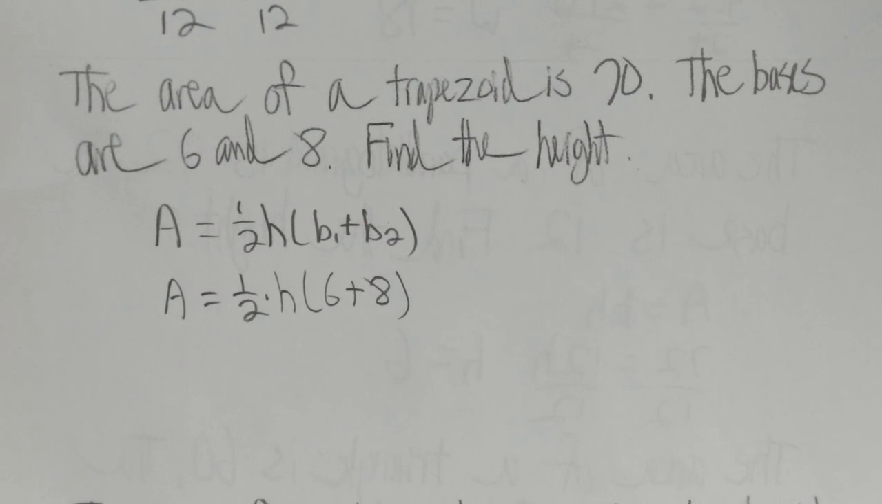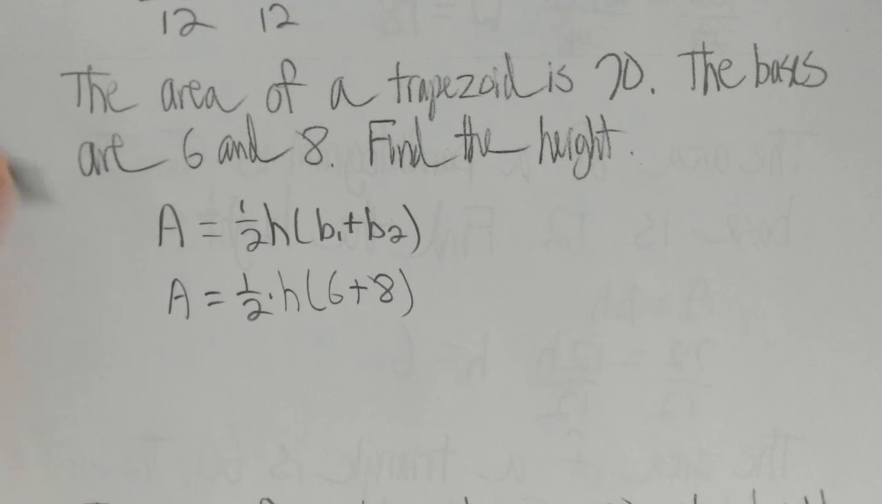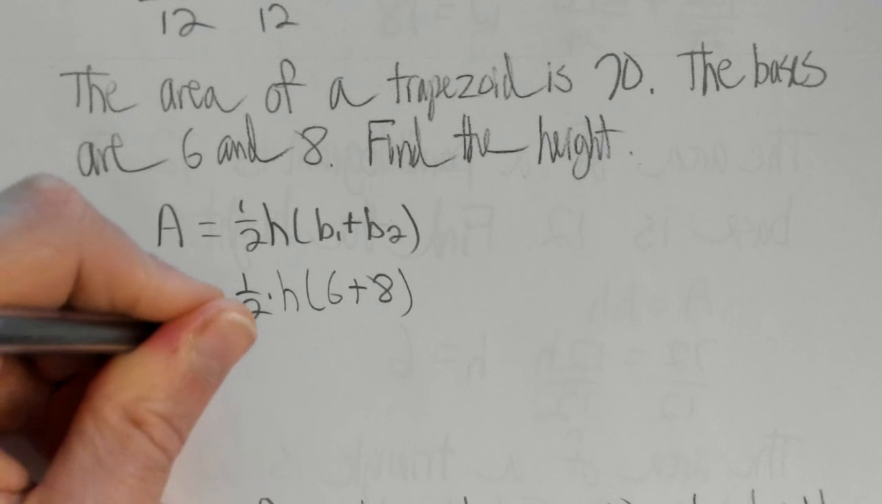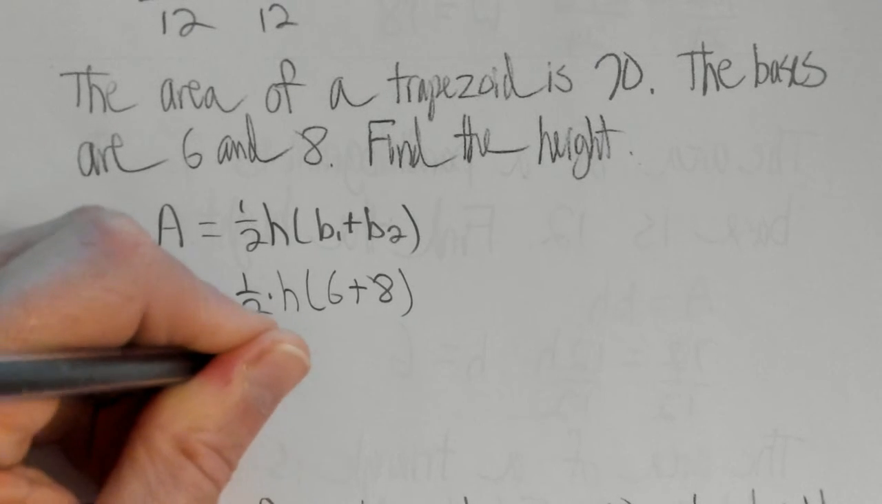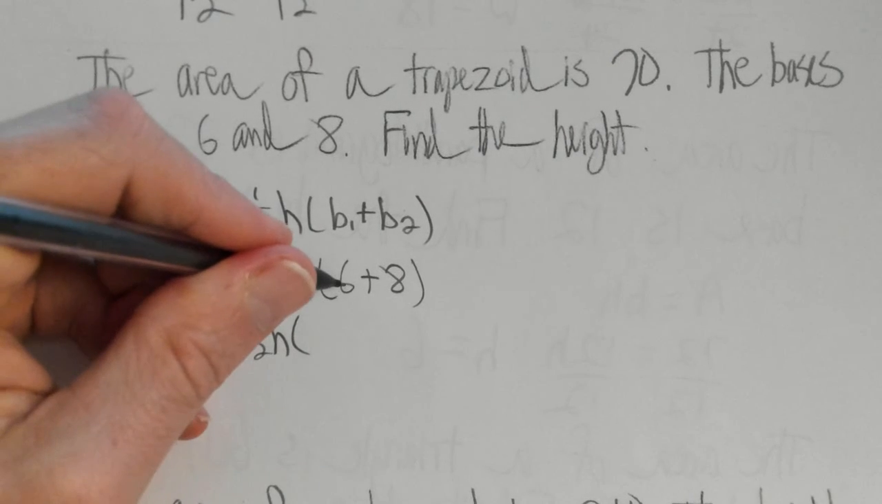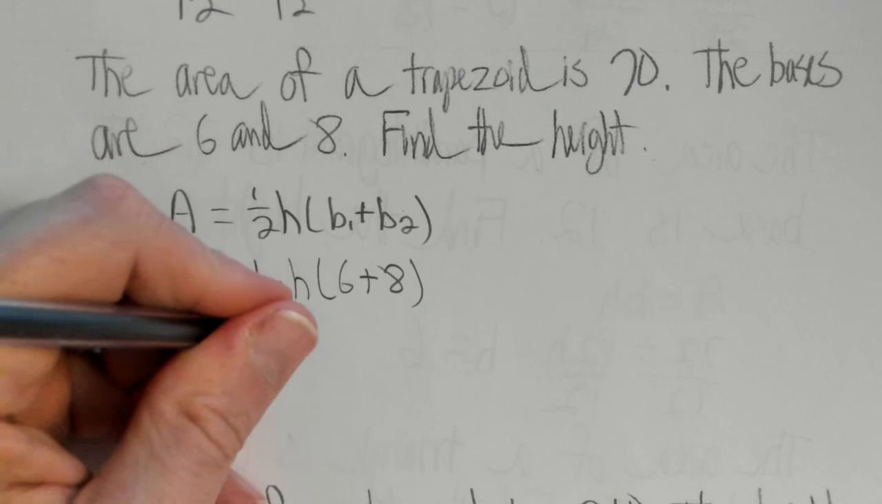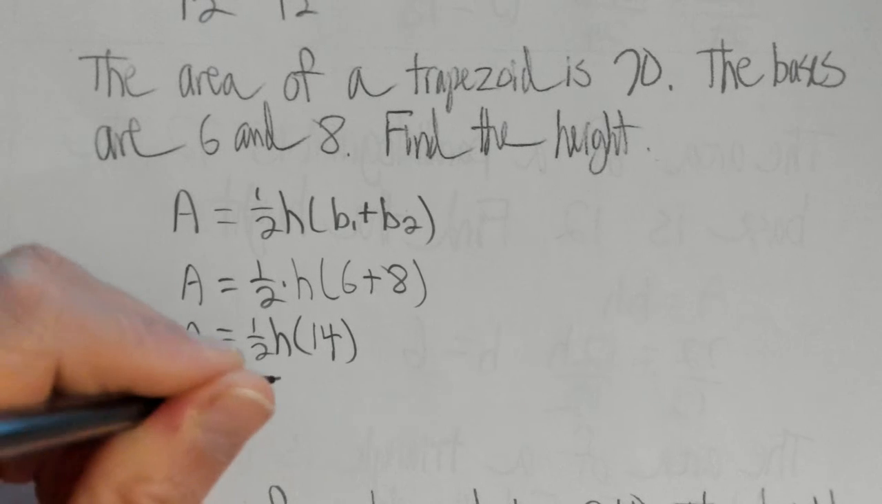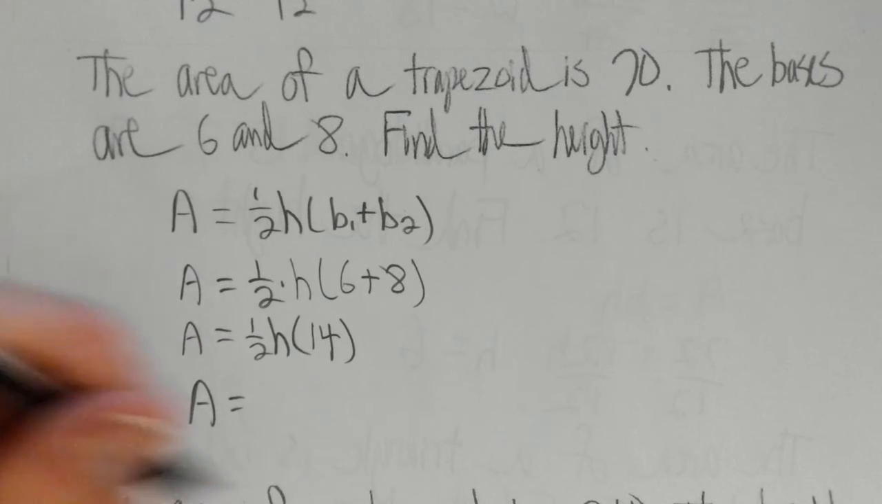Okay, so now we've got an equation that we need to solve for h. The first thing we should do is add the numbers together in the parentheses, so that would be 1/2 h times, and what is 6 plus 8? That's going to be 14. So now I can do half of 14 and get 7h here.